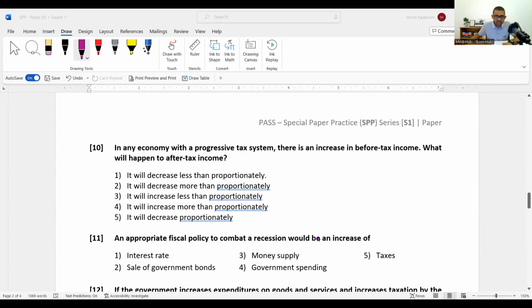Okay. Number 10. In any economy with a progressive tax system, there is an increase in before tax income. What will happen to after tax income? If the before tax income increases, progressive taxes means what? As the tax base, right?